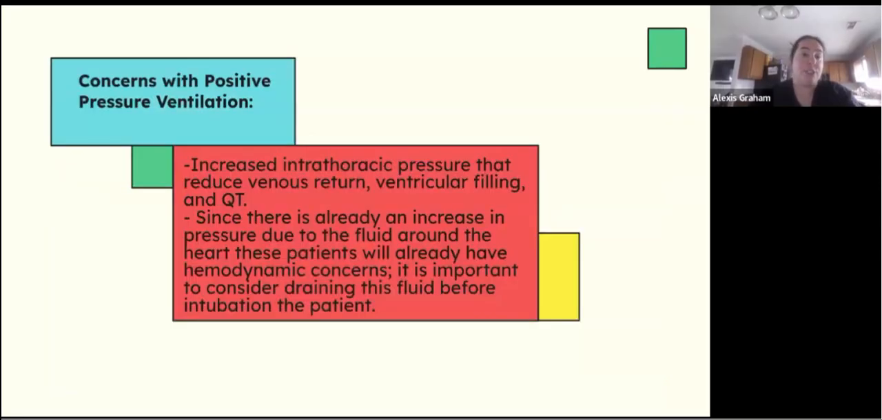Concerns, like I just stated a second ago, an increase in intrathoracic pressure will reduce the venous return, ventricular filling, and cardiac output. Since there's already an increase in pressure due to the fluid around the heart, these patients will already have hemodynamic concerns. And like I said, it is important to consider draining the fluid before you intubate this patient.